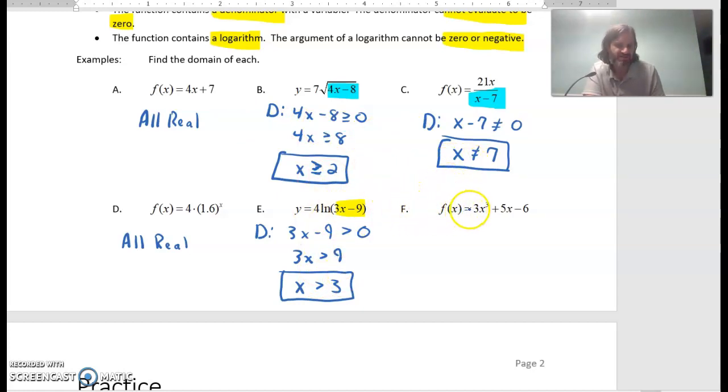F of x equals 3x cubed plus 5x minus 6. Ask the three questions. Is there a root? No. Is there a denominator? No. Is there a log? No. So in that case, all real numbers.